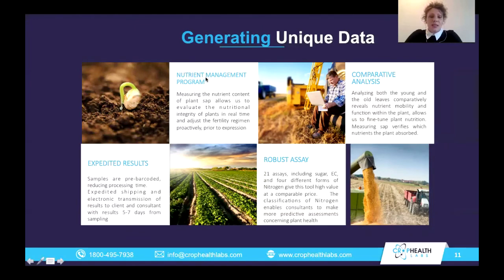The data that's generated is pretty exclusive to nutrient management. It measures the nutrient content of plant sap and allows us to verify the nutritional integrity of plants. Again, more of a proactive approach because we know what nutrients to expect that will be low or high. It's a pretty robust assay, so 21 different indicators is certainly better than just NPK and S. 21 different results, including sugar, EC, and 4 different types of nitrogen.